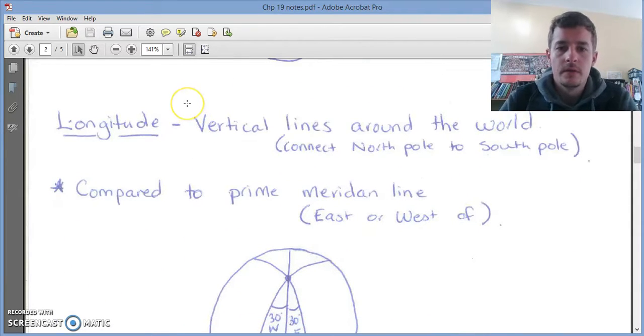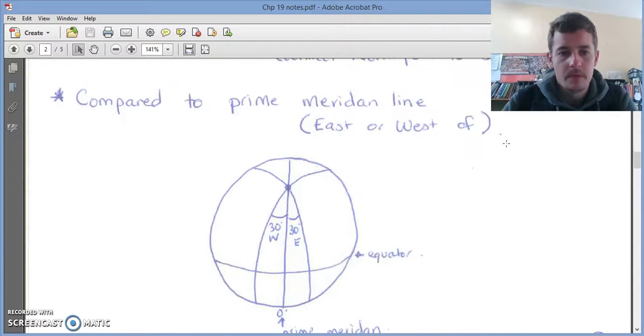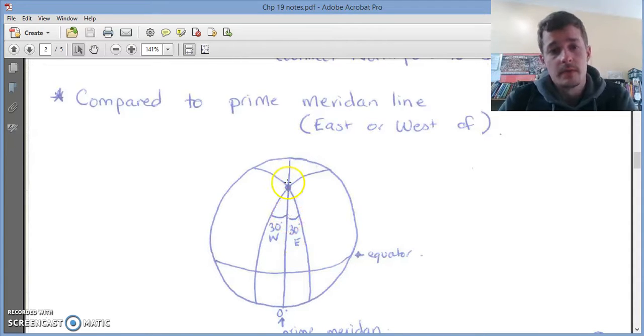Longitude are the vertical lines around the world. These connect the north and south poles together. If we look at this in terms of our north pole, our south pole's underneath on the other side. And what we're comparing to is the meridian line, or the prime meridian line. On one side of the world this line is the prime meridian, on the other side of the world it is the date line. This line actually pretty much goes through London. So what we do is compare degrees east or west of this line all the way around the world.